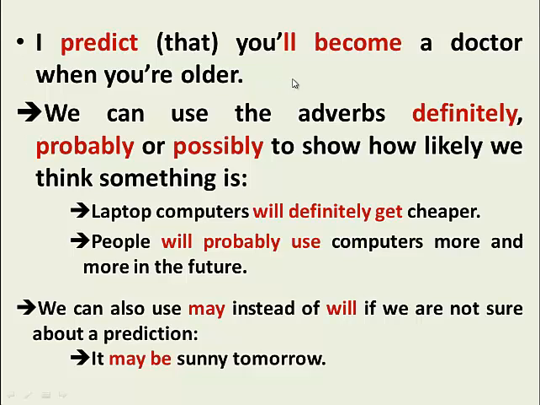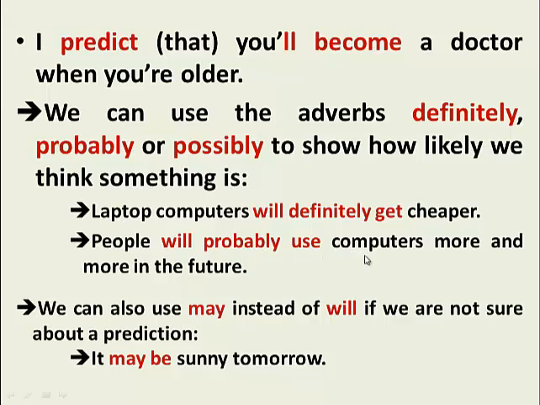I predict you will become a doctor when you are older. We can use the adverbs definitely, probably, or possibly to show how likely we think something is. Laptop computers will definitely get cheaper. I'm sure here that computers in the future will become cheaper. To express the degree of certainty, I used the adverb definitely.